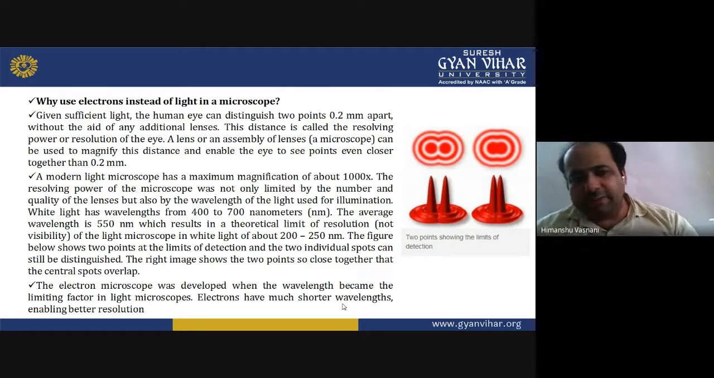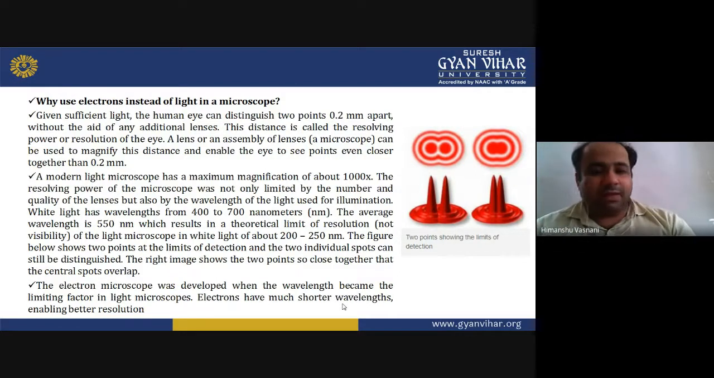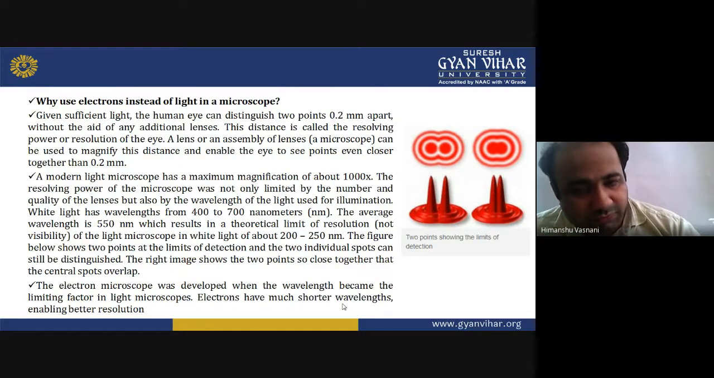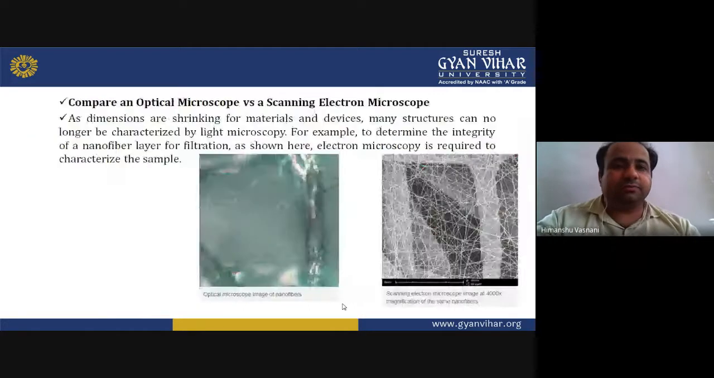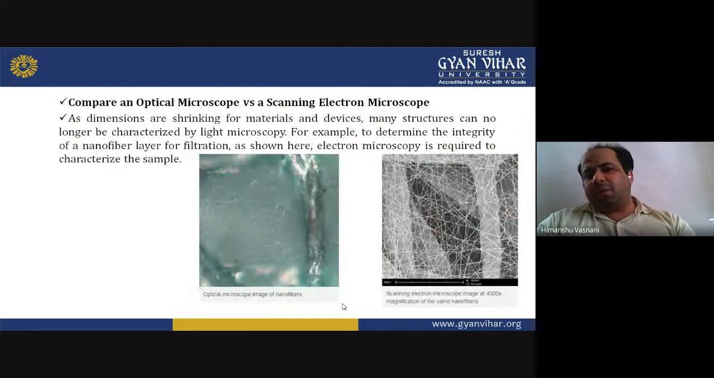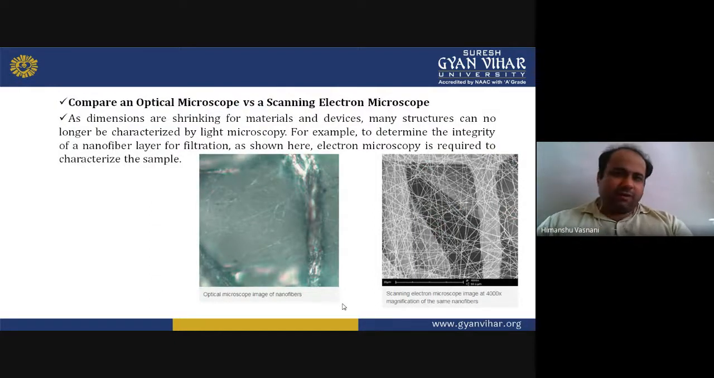Okay, so what happens is that the electron microscope was developed when the wavelength became the limiting factor in light microscopes. The electrons, which have a much shorter wavelength, enable better resolution. Now, if you compare an optical microscope versus a scanning electron microscope, you can see it in this diagram.